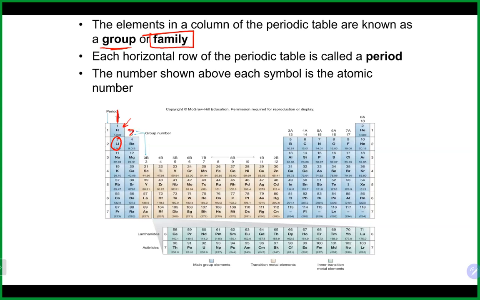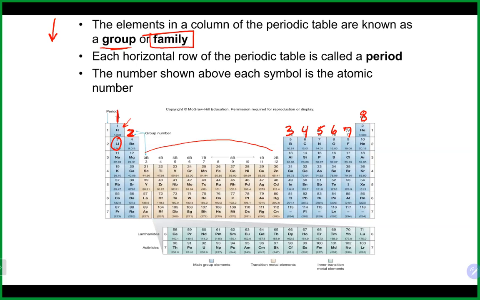Right next door is group 2. We then skip all this middle part in terms of numbering, and we pick back up here at group 3, group 4, group 5, group 6, group 7, and group 8. So that is the proper way that we number groups. And again, groups go up and down on the periodic table.